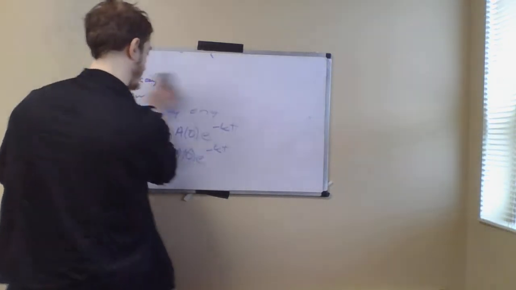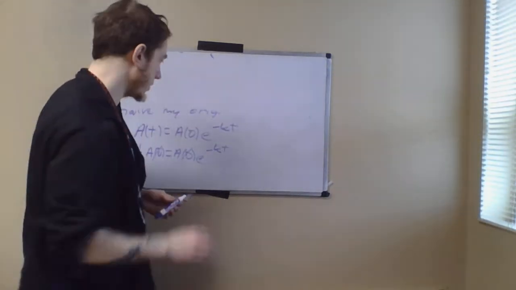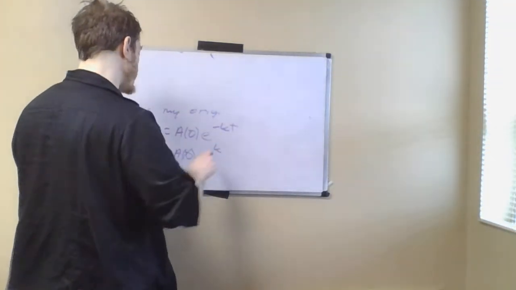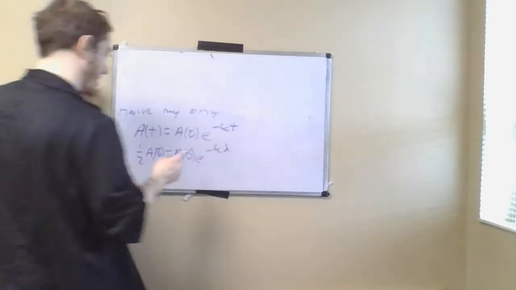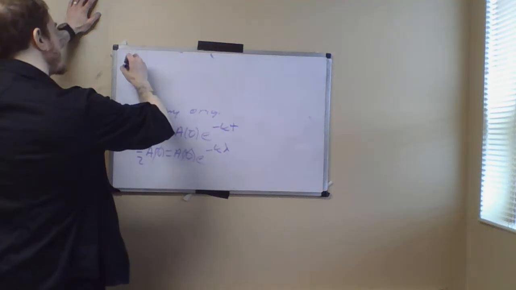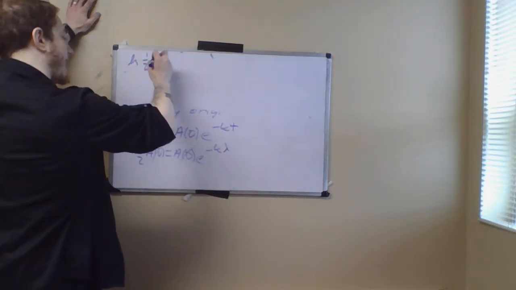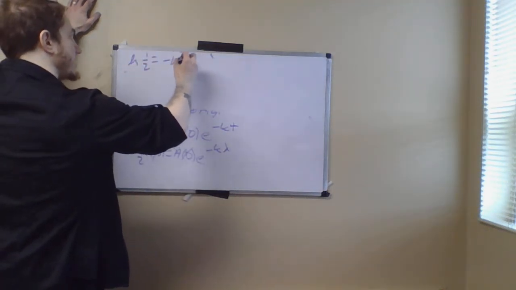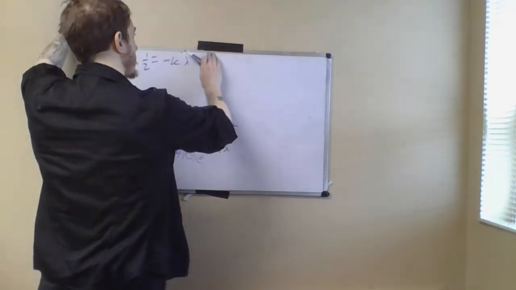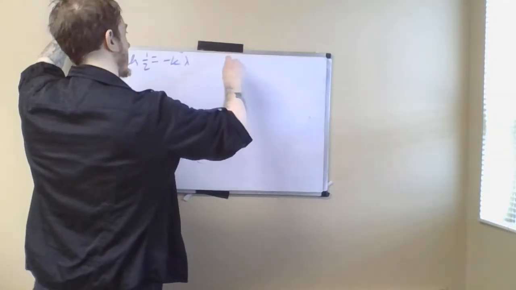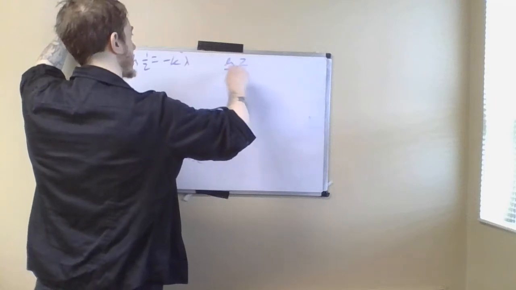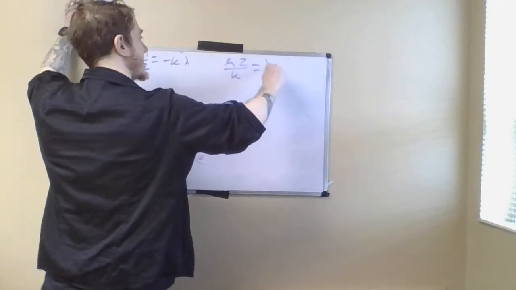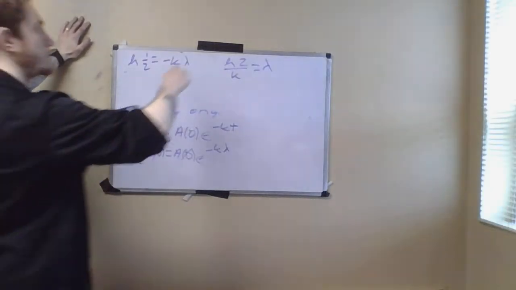Well, we're going to call that amount of time lambda. So let us solve for lambda here. This is going to give me the natural log of 1/2 equals negative k lambda. So this means that log 2 divided by k is equal to lambda.